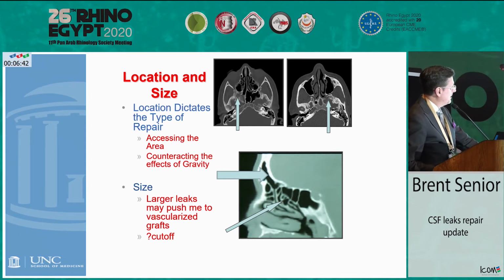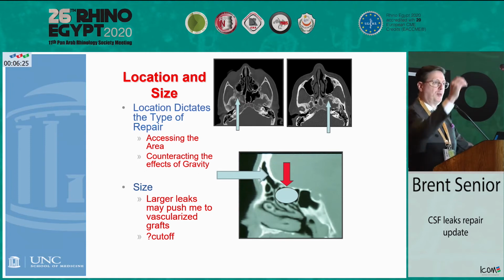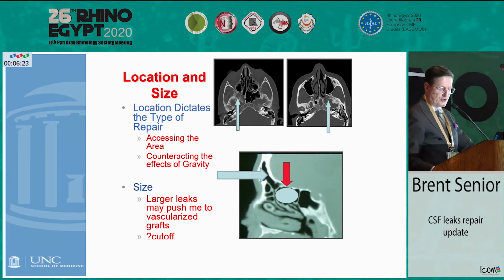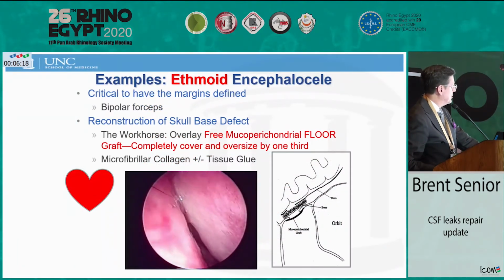You deal with a leak that's up in the frontal, it's a little bit more difficult to access that area endoscopically. You have forces of gravity that tend to want to pull your flap down, your reconstruction down. And of course, in the region of the sphenoid as well, when you're dealing with a sellar leak, the graft tends to want to pull down from the top corner. So it can be a challenge sometimes to get that graft secured and hold it in position.